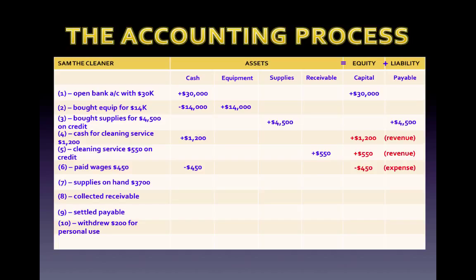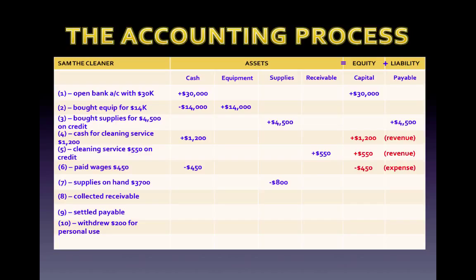And then item number 7. Remember, in item number 3, you had bought supplies worth $4,005. That's something that you can use. But on the 7th, when you check your supplies, you realize that you only have $3,700 worth of supplies left. So there must be some that is missing. How much is missing? It's $800 missing. So that has resulted in a decrease in the supplies by $800.